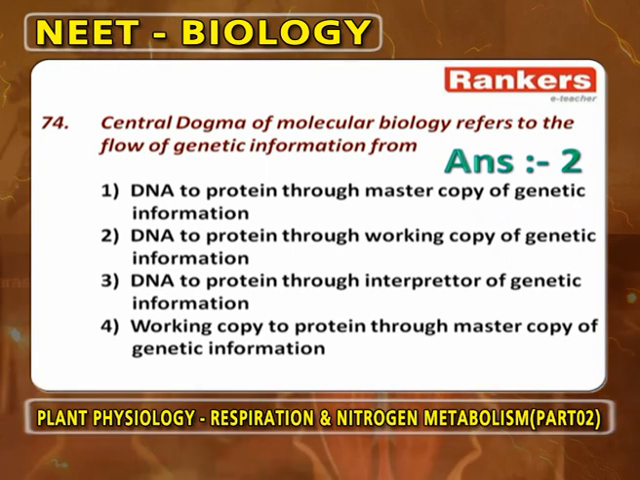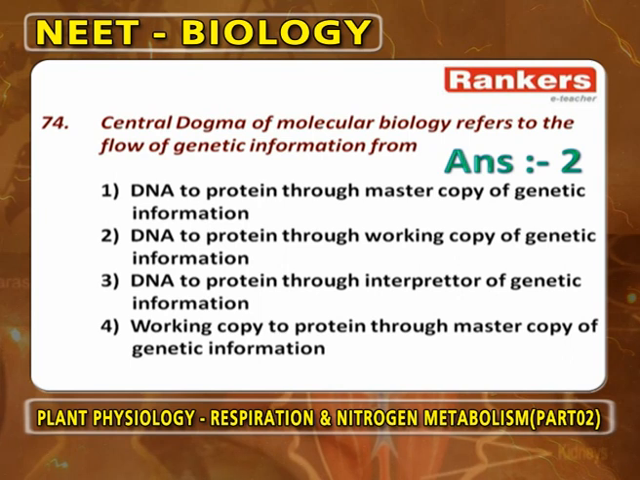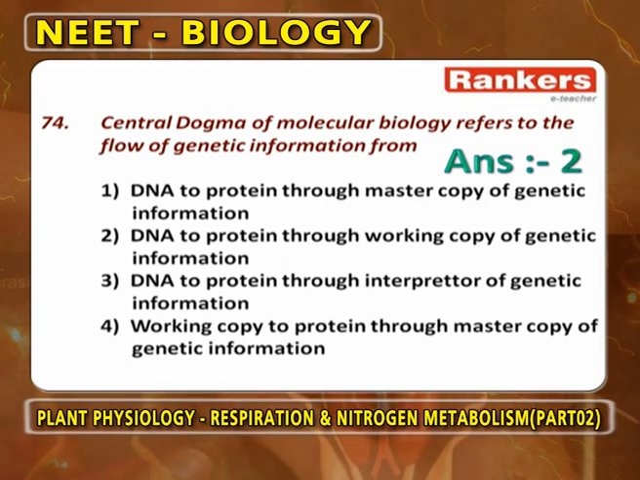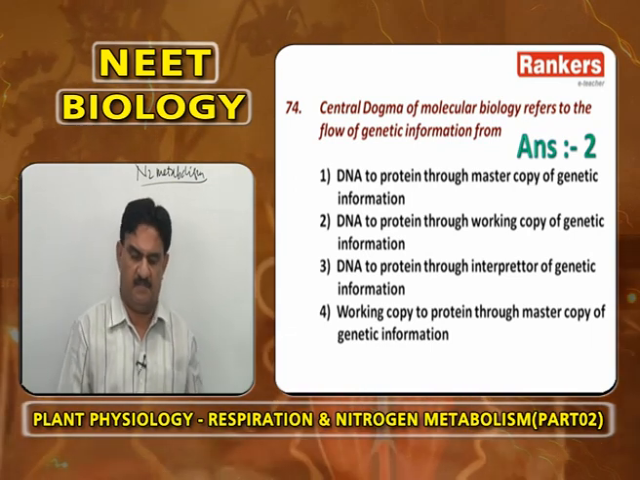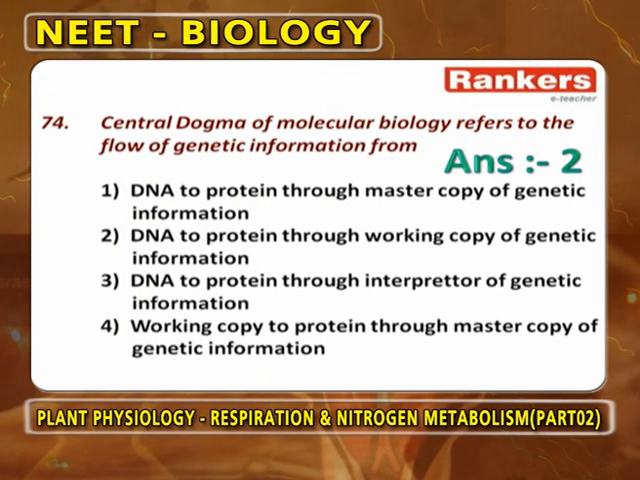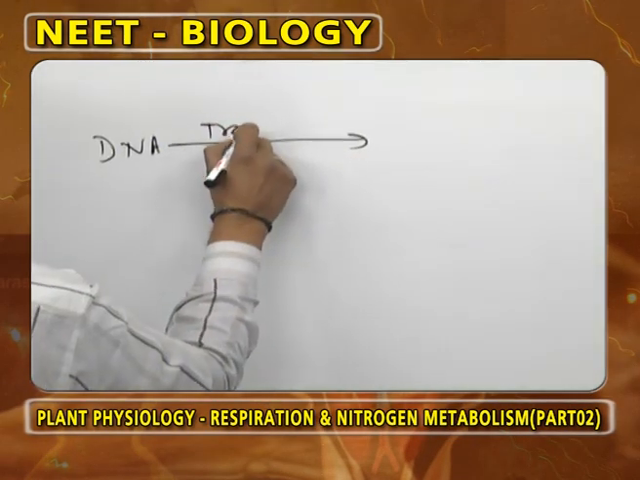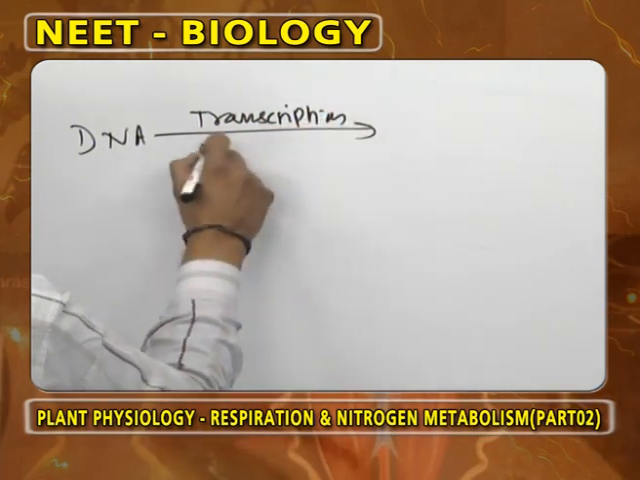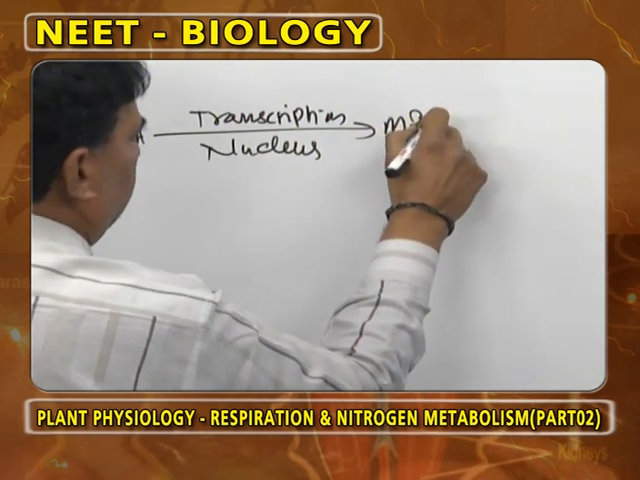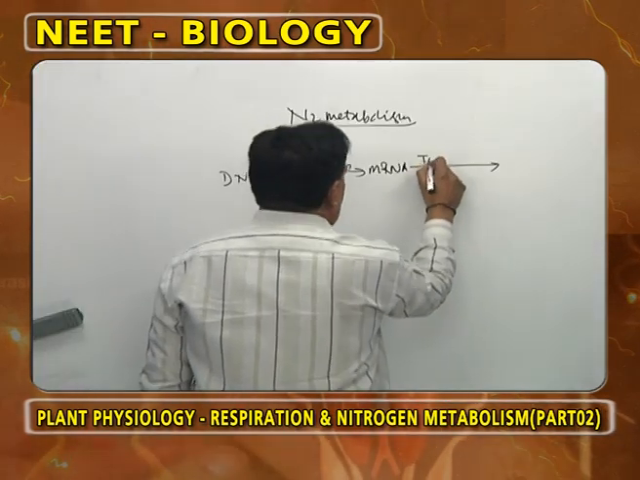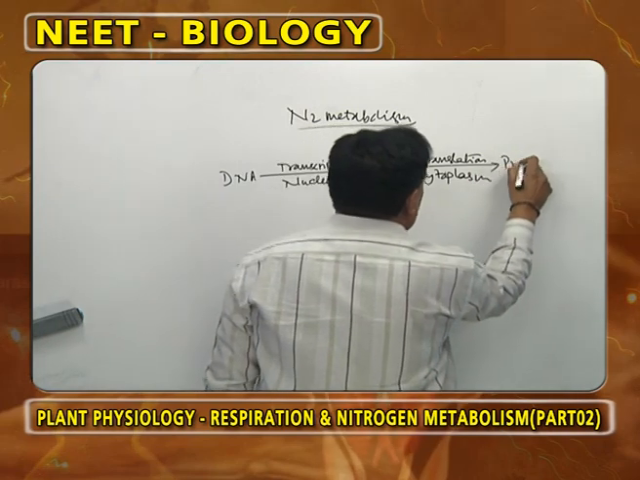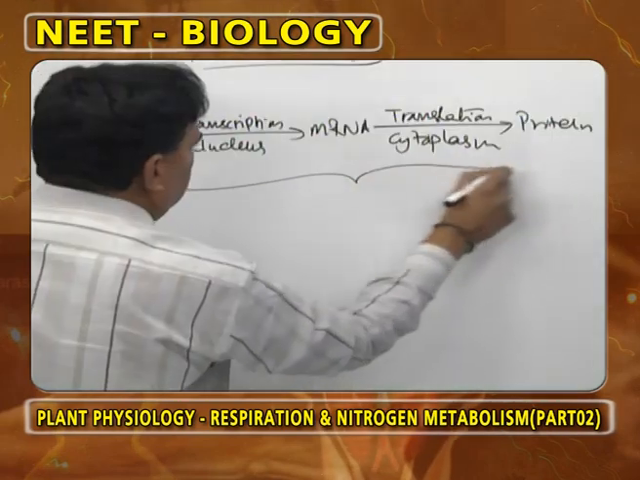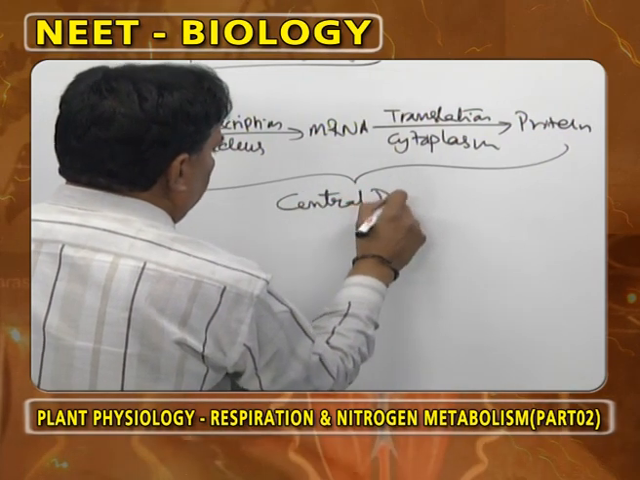Central dogma of molecular biology refers to the flow of genetic information from DNA to protein through master copy of genetic information, wrong. DNA to protein through working copy of genetic information is correct. Why? Because DNA by transcription in nucleus produces mRNA. mRNA by translation in cytoplasm produces protein. Because of this function, it is popularly called central dogma.